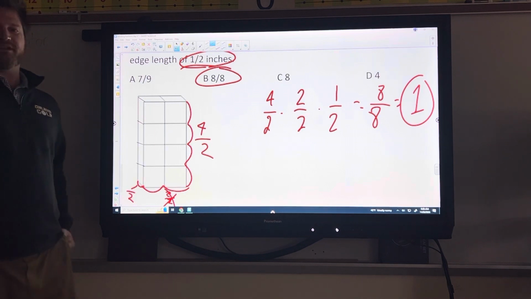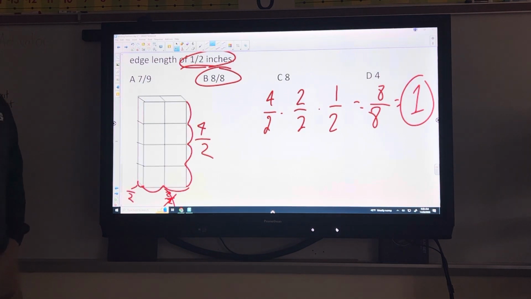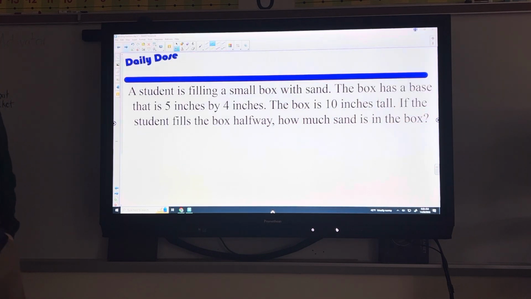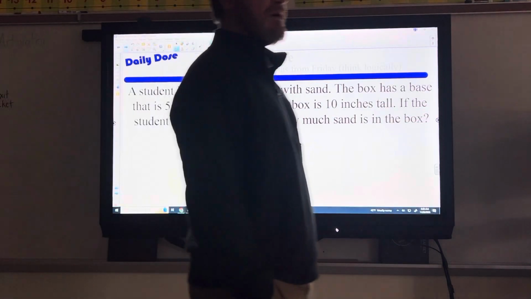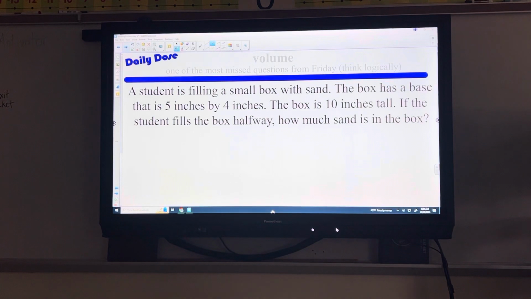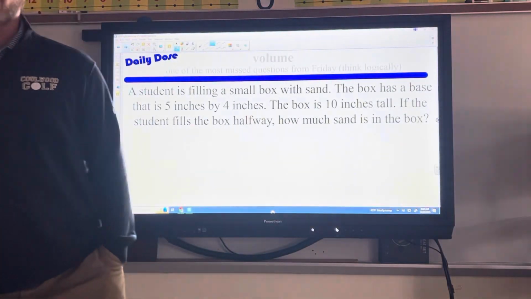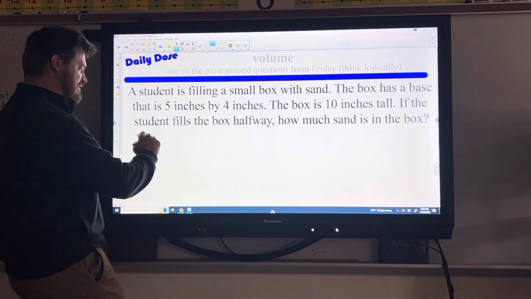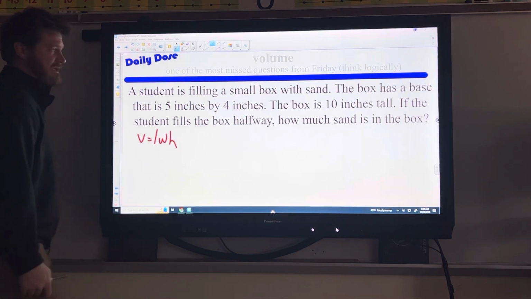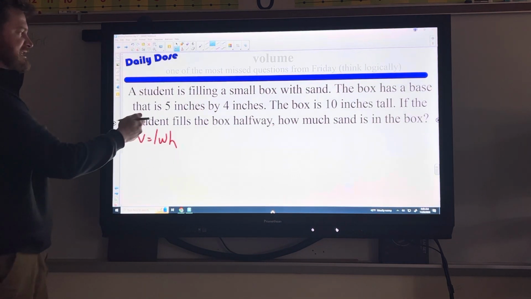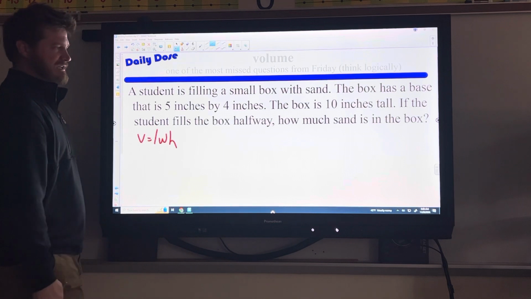All right, put this sheet away in a folder or something to keep it nice and clean and unwrinkled, and then move on to the daily dose. This was one of the most missed problems from Friday's test. First of all, it's asking how much sand is going to be in a box. So if we're filling it up, we're dealing with volume. This is a volume problem, so I know eventually I'm going to have to be doing volume equals length times width times height. Well, let's plug in those. It says the base is 5 by 4, so that's going to be the length and the width.